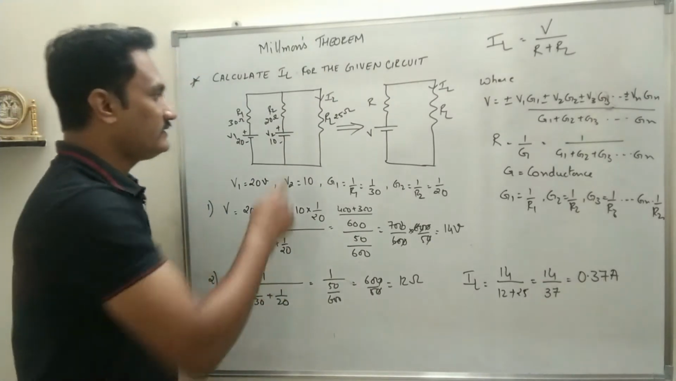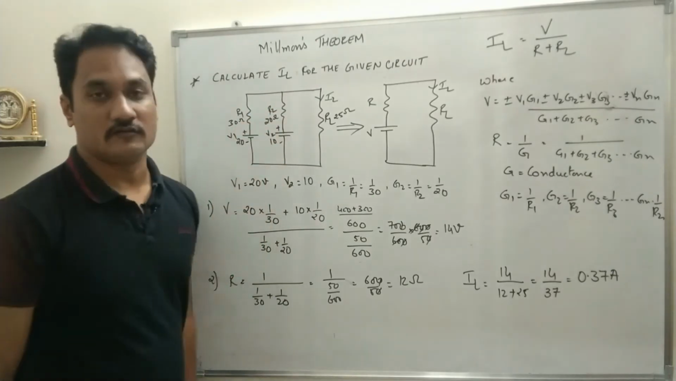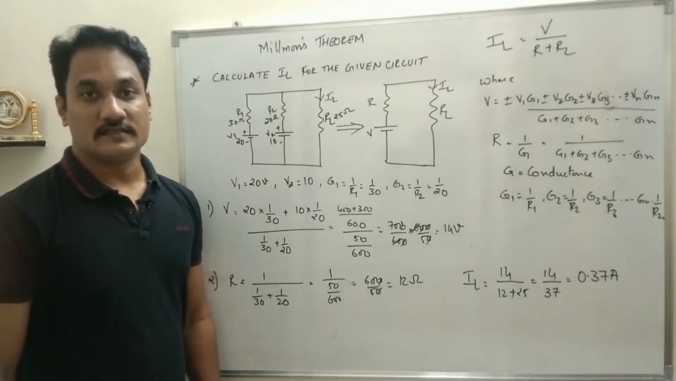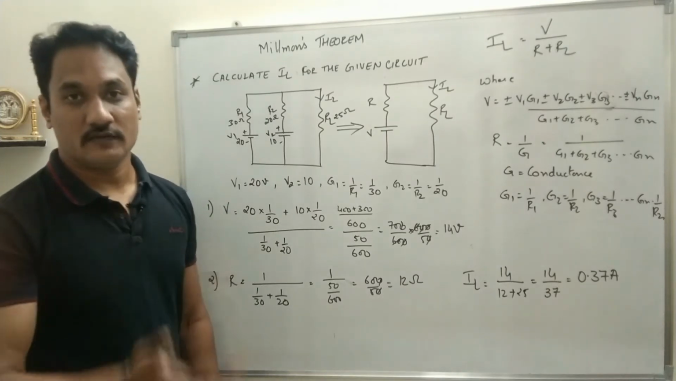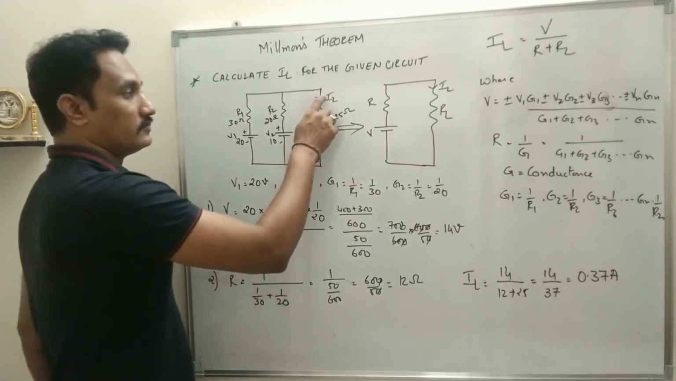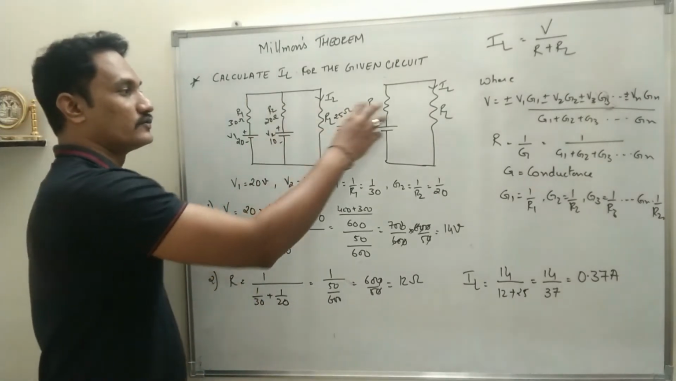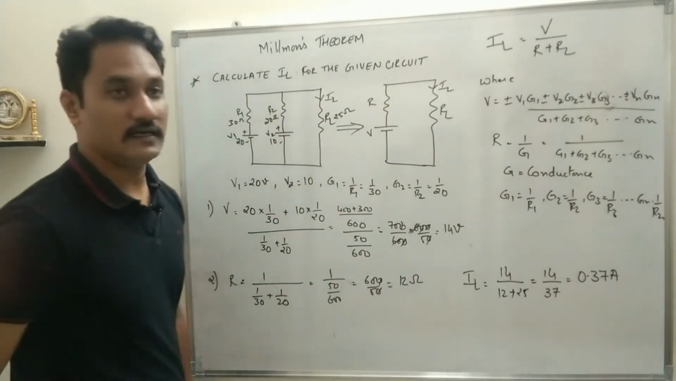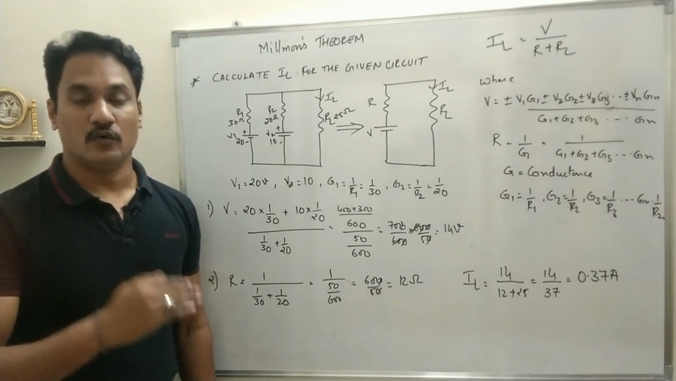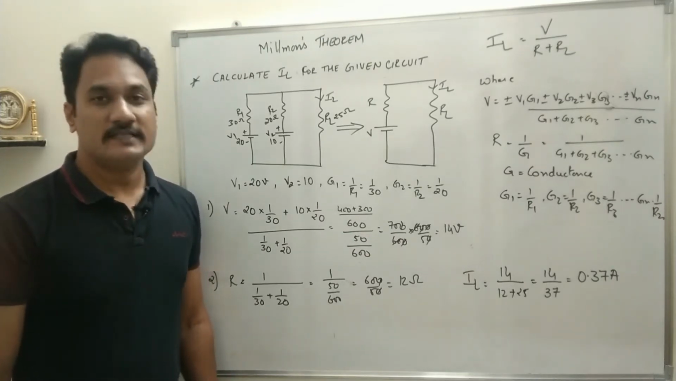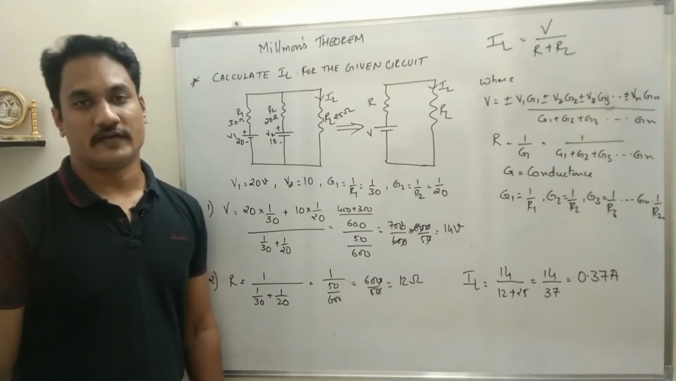If you directly solve this circuit, of course it will become very difficult because you have to individually calculate the resistance and then the voltage source, and then you have to apply the formulas to calculate the IL. But Millman's theorem helps you to simplify the circuit and solve the circuit in a much easier way. So that is the objective of understanding Millman's theorem. I hope you have understood.